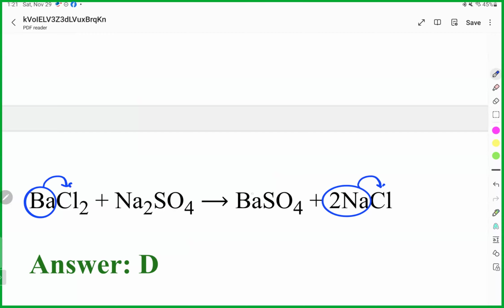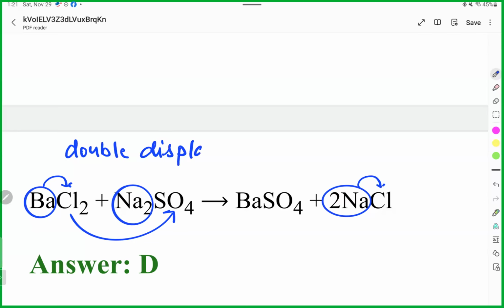Displacement one. Second, same thing here. This chlorine displaced sulfate. Initially, sulfate was present with the sodium. Now sulfate is present with the barium. So this is known as double displacement. Two-time displacement. Any doubt?